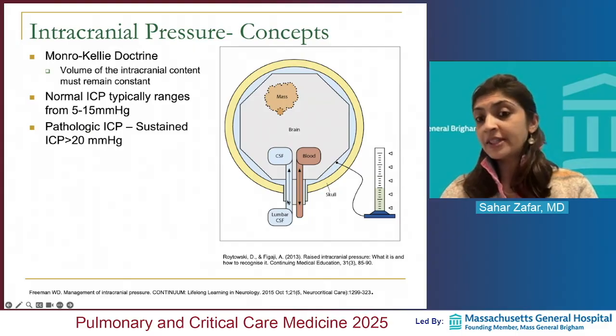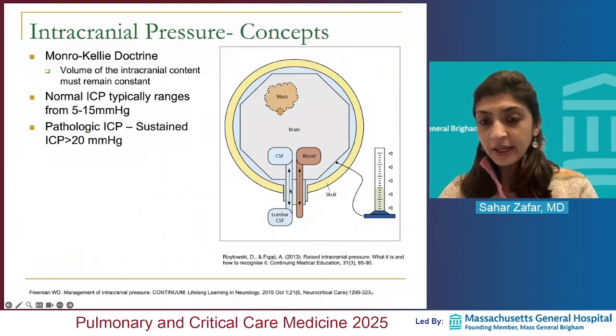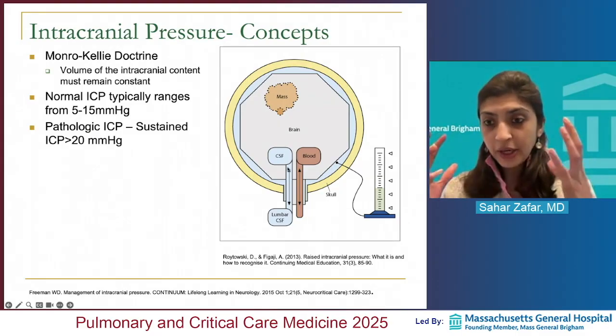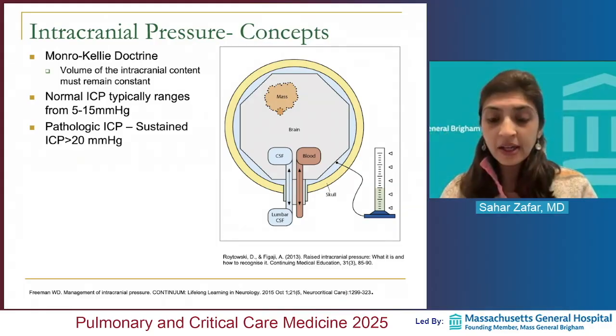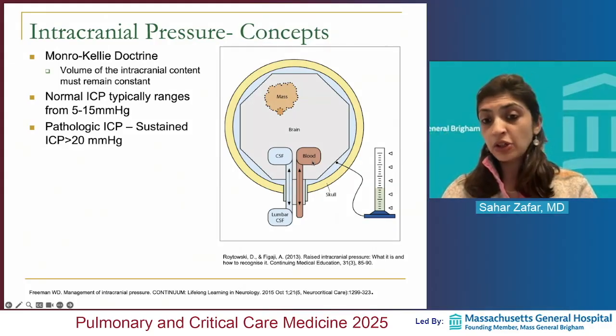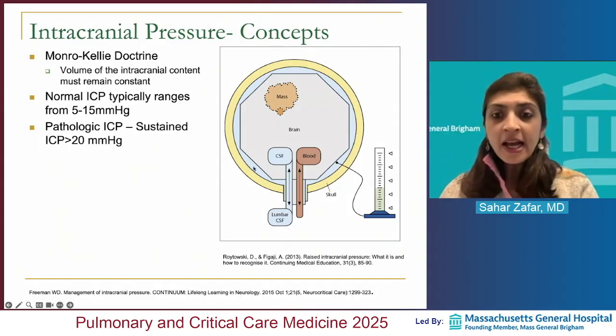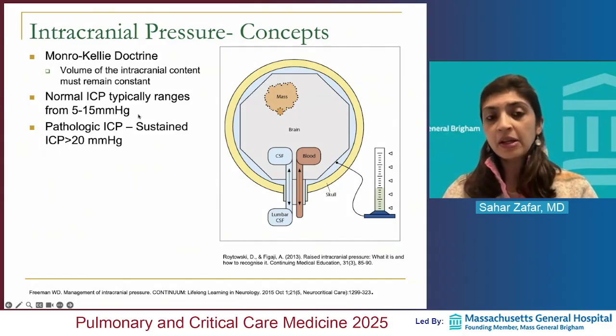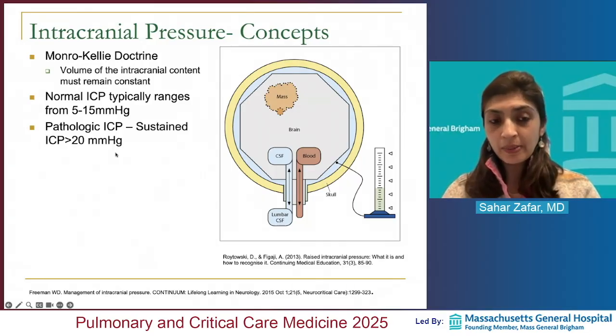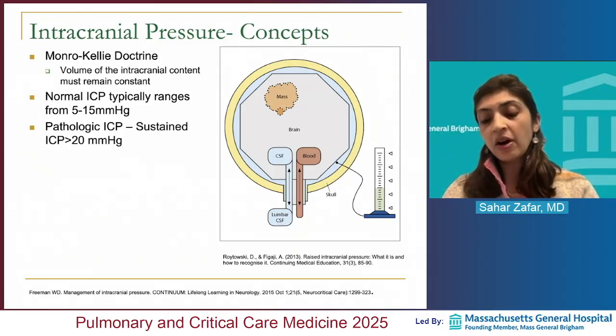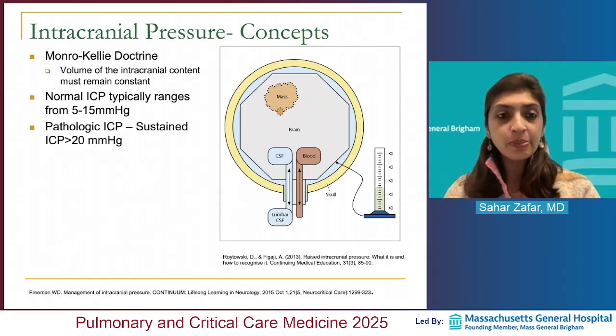So there's redistribution of CSF out of the brain's CSF spaces down into the spine, and there can be redistribution of blood through the venous sinuses. And when this process of homeostasis is maintained, the normal intracranial pressure typically ranges between 5 to 15. And we define pathologically increased intracranial pressure as sustained pressures greater than 20 millimeters of mercury, and that's sustained for longer than five minutes, typically, is what we use as our cutoff.